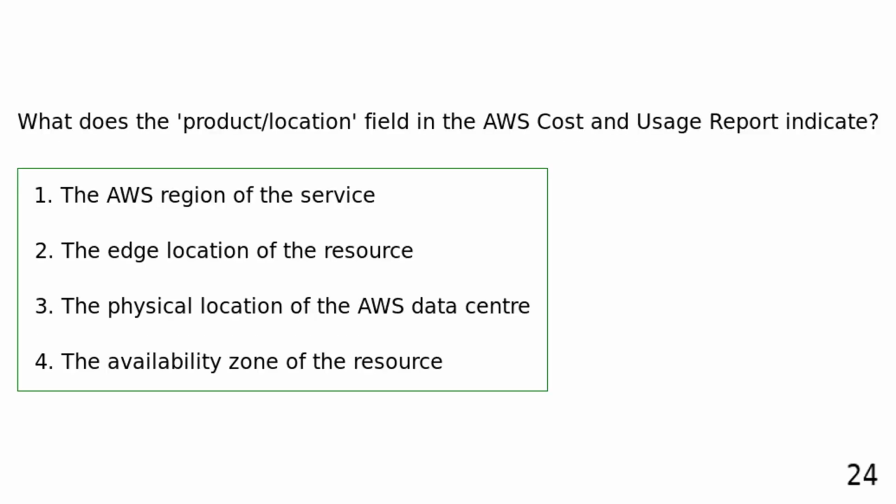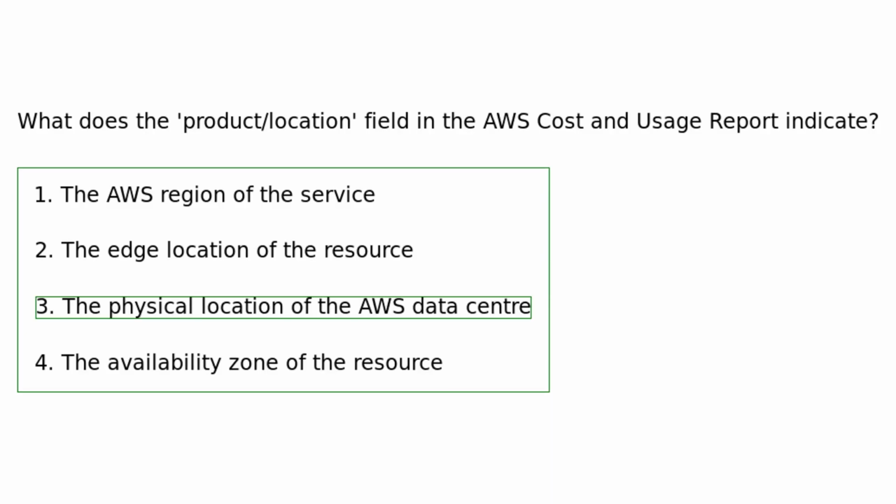What does the product/location field in the AWS cost and usage report indicate? The AWS region of the service. The edge location of the resource. The physical location of the AWS data center. The availability zone of the resource. The product/location field shows the physical location of the AWS data center, which can be important for data residency and compliance.